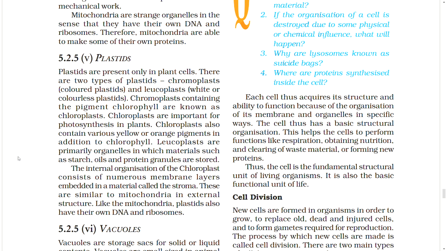Plastids. Plastids are present only in plant cells. There are two types of plastids: chromoplast, colored plastid, and leucoplast, white or colorless plastid. Chromoplasts containing the pigment chlorophyll are known as chloroplasts. Chloroplasts are important for photosynthesis in plants. Chloroplasts also contain various yellow or orange pigments in addition to chlorophyll. Leucoplasts are primarily organelles in which materials such as starch, oils, and protein granules are stored.